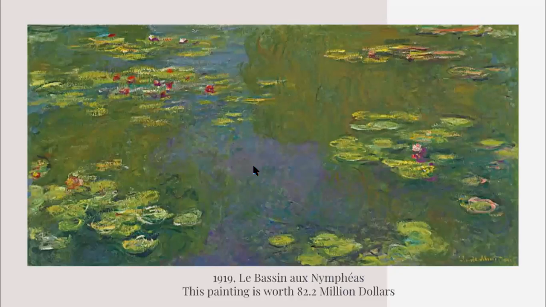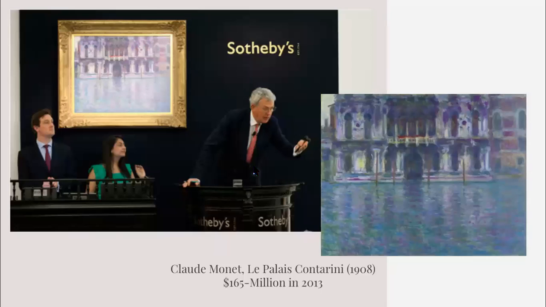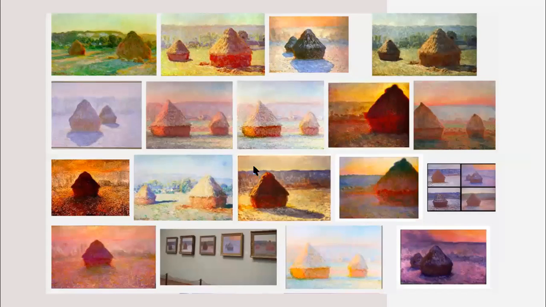Here's a painting done in 1919, Le Bassin aux Nymphéas. This painting is worth, I believe, $82.2 million. I'm sure it's gone up since the last time I did this presentation. A lot of his paintings by Monet are very popular and very well known, meaning they are very valuable. Here's some more of his artwork. And again, what is he doing? He's exploring light.